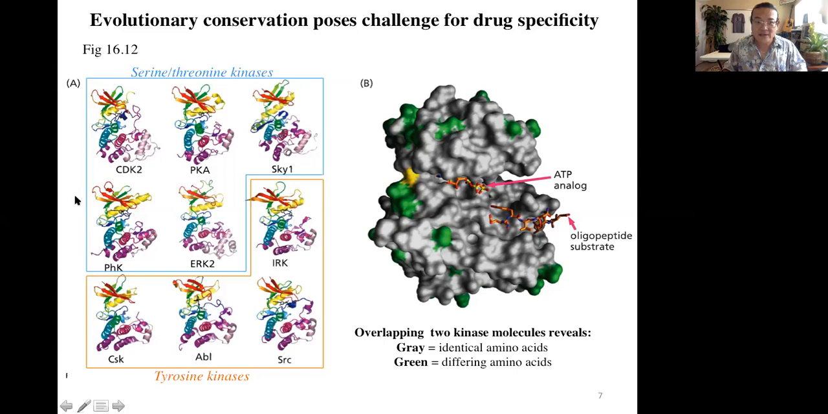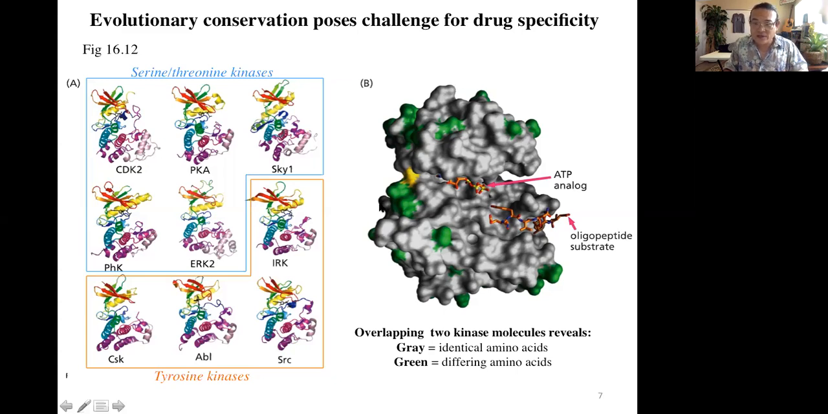But if you look at these 9 structures, they look the same. That's because these are 9 different staplers, pretty much, where the catalytic site, oh, I should mention, these are not the complete proteins. These are just the catalytic sites of these 9 different kinases. So evolutionarily, they look pretty much the same.